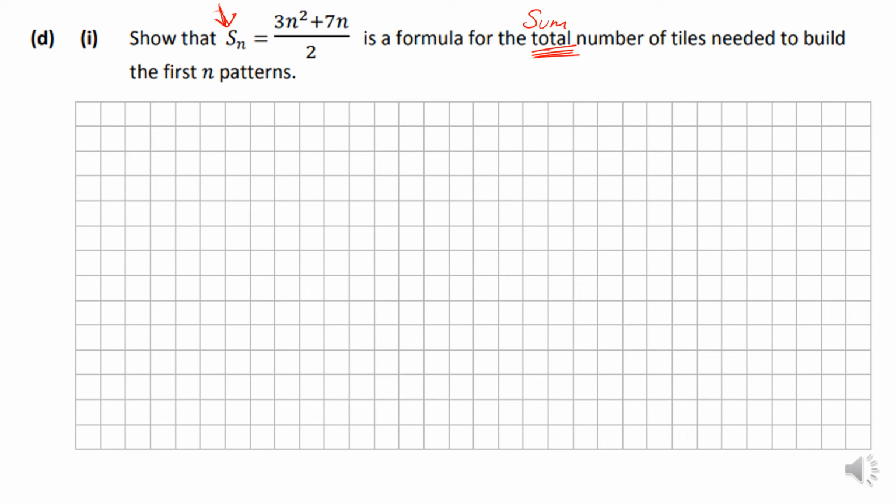So if you recall, our first term was 5, the next one was 8, the next one's 11. So you're going to be adding up. S3 would be equal to 5 plus 8 plus 11, for example. Okay, but we usually use a formula. So when in patterns you see the word total, it means sum.